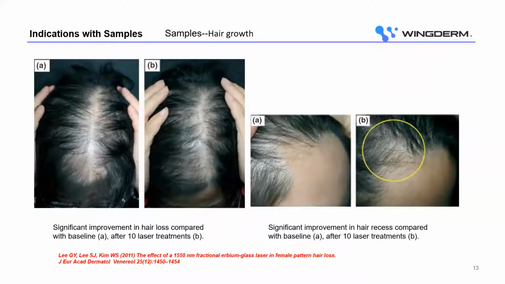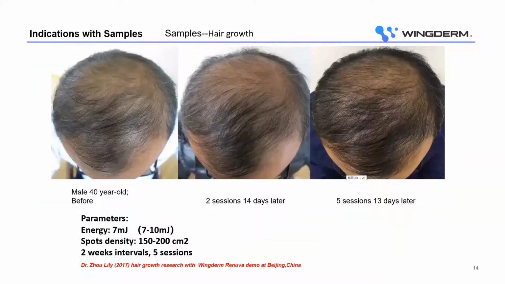And this one is for hair growth. You can see the results very obviously after the 10 treatments. This one is what Wyndham did with our Renuva for hair growth, with the parameters at 7 mJ, sparse density at 150 to 200 per square centimeter, with 2 weeks intervals and 5 sessions. From these photos, you can see the result at 13 days after the 5th session.